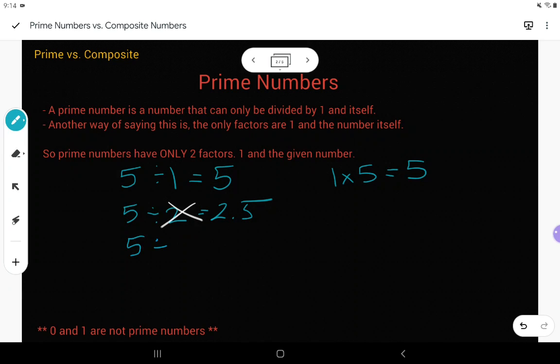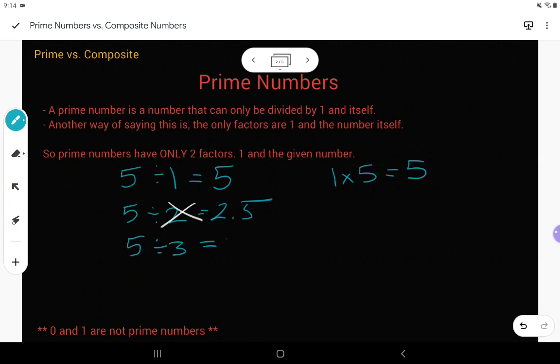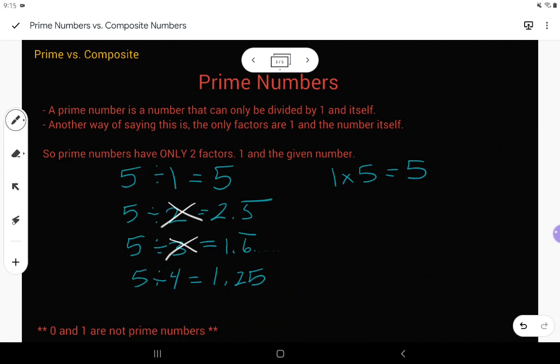Then we're going to try dividing by 3. 5 divided by 3 equals 1.6, and those 6's keep going forever and ever. So again, it's not a whole number, so 3 is not a factor. We can cross that one out. Let's try 4. 5 divided by 4. This one, it's a nice decimal, 1.25, but it's still a decimal. So 4 is not a factor.